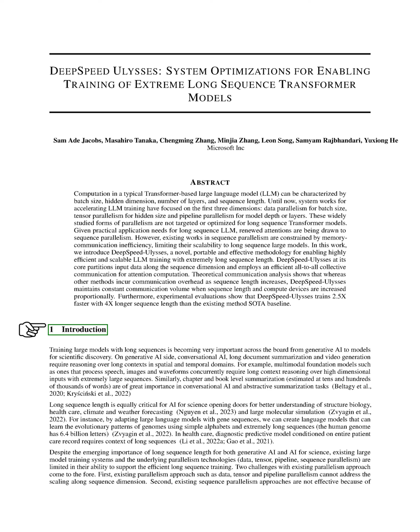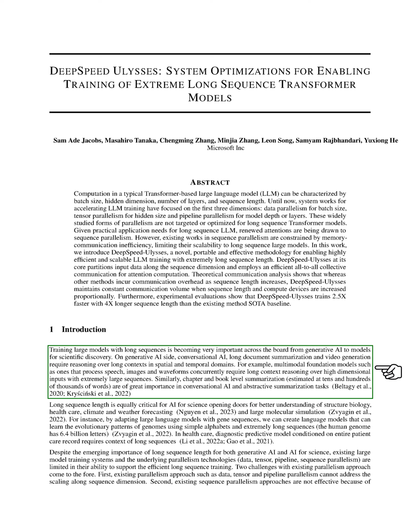Introduction. We're seeing a growing need to train large models with long sequences in various fields, from AI that can generate content to models used for scientific discovery. In the realm of AI, tasks like conversational AI, summarizing long documents, and generating videos require the ability to reason over long contexts in both spatial and temporal domains.